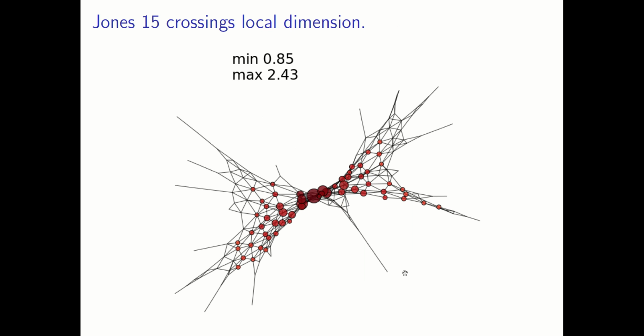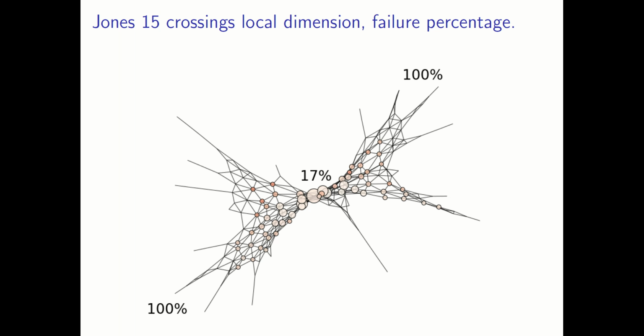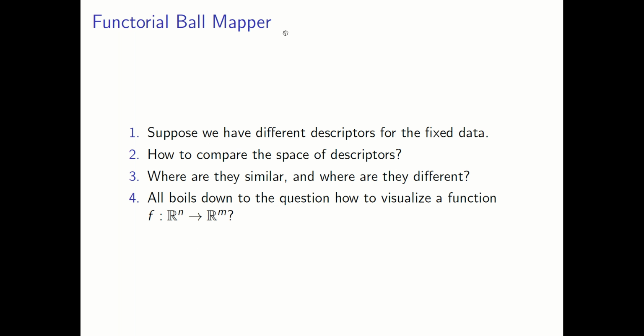We can do the same for Jones, and we see that the space of Jones polynomials is almost three-dimensional, except, again, the periphery where it becomes one-dimensional. The percentage of failure is a bit higher, but still we fail one out of five nodes in the middle, and we fail every time in the periphery. So that's a new type of descriptor functions which are coming up in our paper with John, hopefully very, very soon.